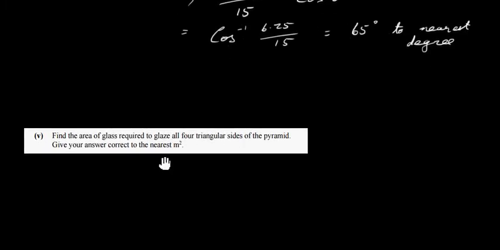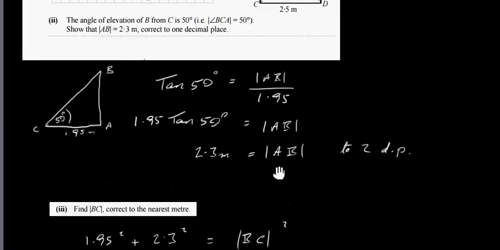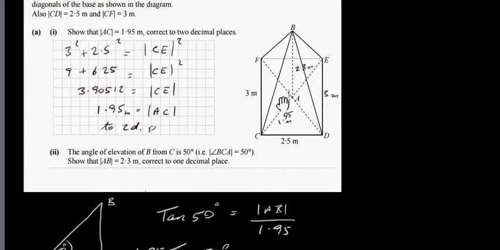Find the area of glass required to glaze all 4 triangular sides of the pyramid. Give your answer correct to the nearest meter squared. So if I go all the way back up to the top here again, if we look at our shape here, we've got this area here, and there are 2 of those areas, one here and one at the back as well. We've got this area here, which is our equilateral triangle, and we've got another one over here. So I'm going to find the area of this side first, then I'm going to find the area of this side, add them, and just double it, because there are 2 of each of these.